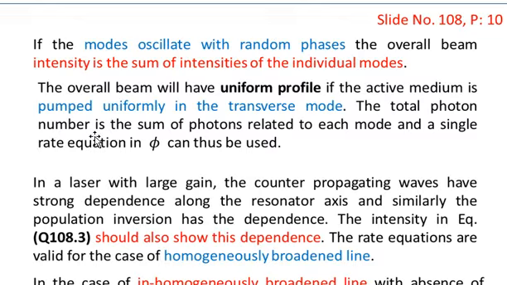The total photon number is the sum of the photons related to each mode, and a single photon rate equation in phi can thus be used. You see that for the addition of the total number of photons, we don't bother about whether the photons are in phase or out of phase. We can just add them together, and a single photon equation will be sufficient.